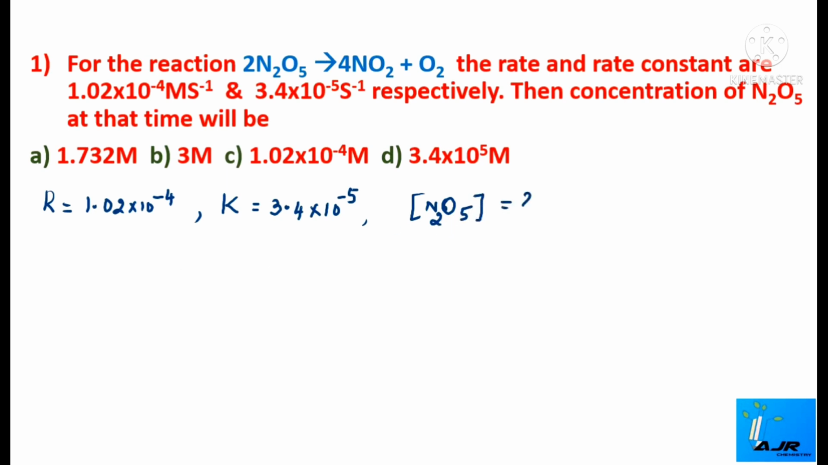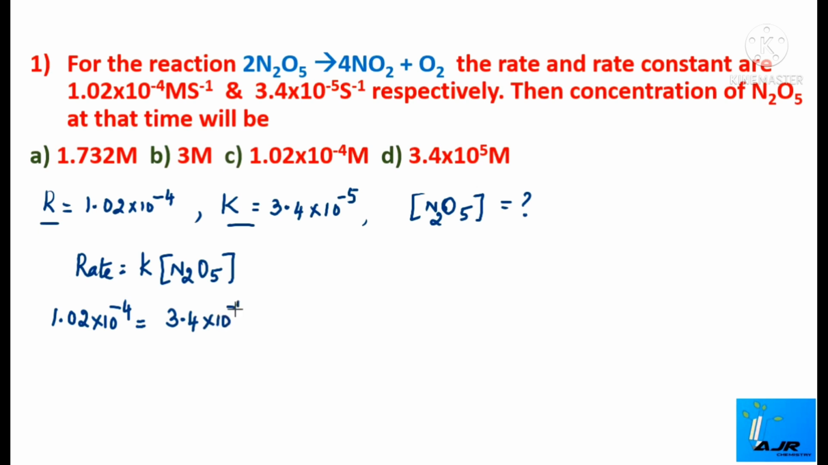For that you should know the rate expression, right? Rate is equal to rate constant into concentration of N2O5. On the reactant side, we have only N2O5. So now we can write down the values. It is a simple problem. We can directly note down: 1.02 into 10 to the power minus 4 is equal to 3.4 into 10 to the power minus 5 into concentration of N2O5.